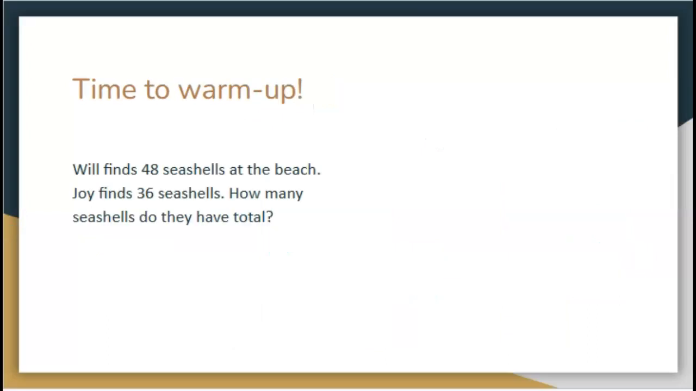So in this next warm-up that we have here, this is a word problem. And now with your partners, I would like you to figure out the key details that can help you solve this word problem. And I want you to underline those key details.